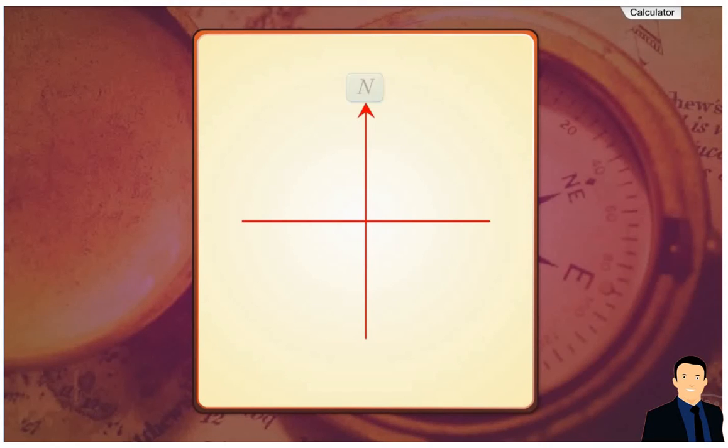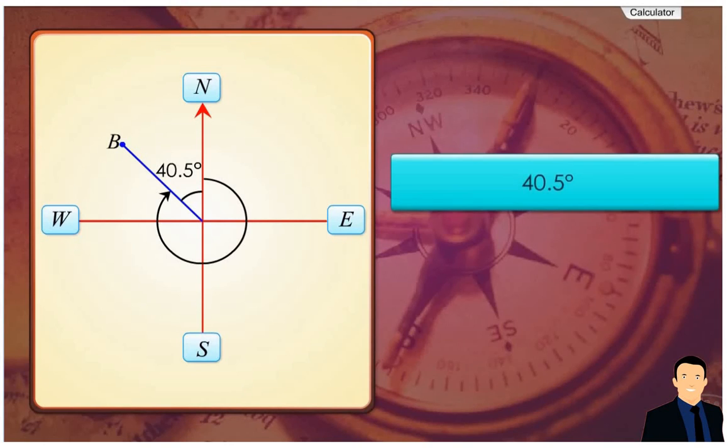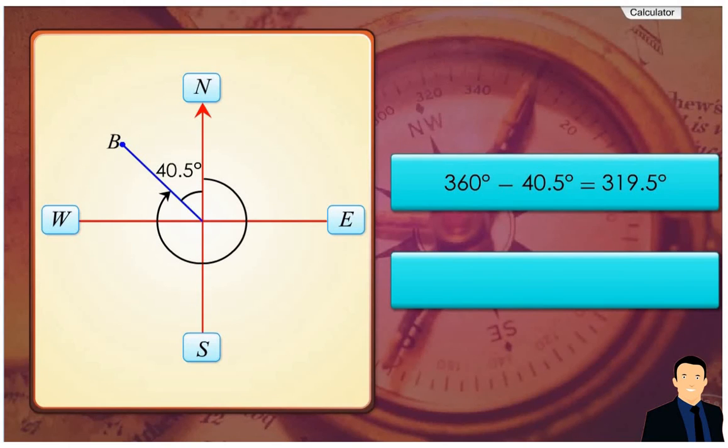What about the bearing of point B? Look at the given angle. Is this the bearing of point B? Remember that bearings are measured clockwise from the north. So, the angle that we are looking for is this angle, which can be found by subtracting 40.5 degrees from 360 degrees. The answer is 319.5 degrees. Thus, we can conclude that the bearing of point B is 319.5 degrees.